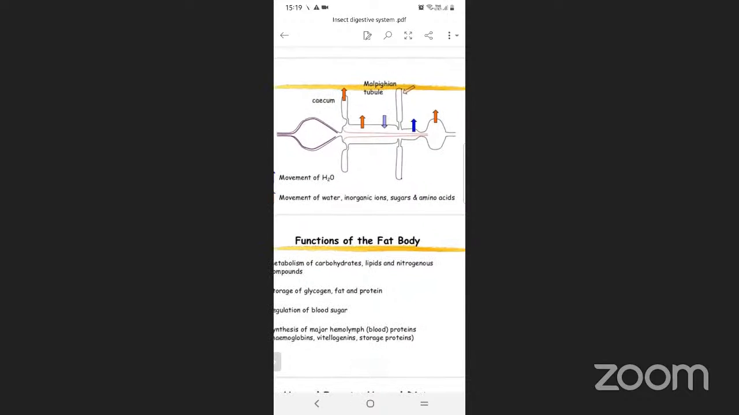And coming to the Malpighian tubule structure, here we are able to see the Malpighian tubules as long processes, and how the movement of water, inorganic ions, sugars, and amino acids is taking place. The excretory function is done by them, and they are totally attached to the hindgut region of the digestive system.